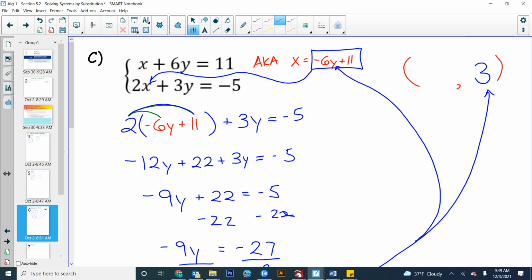A lot of arrows in this problem. X equals -6 times 3 plus 11. Logan, finish us off. -6 times 3 is -18 plus 11 is -7. So -7, 3 is the point where the two lines cross.